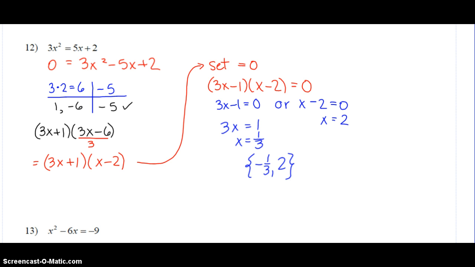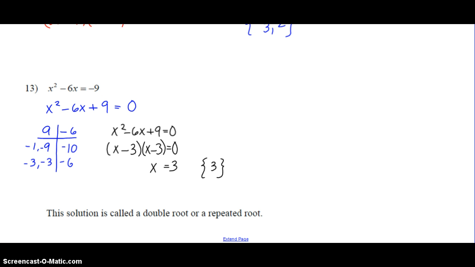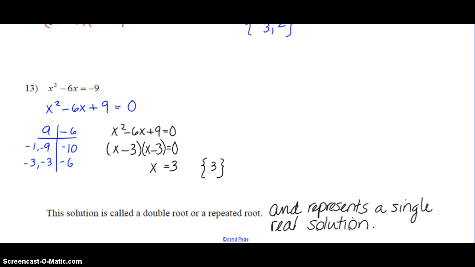Next is example 13. This one you should be able to do without any problem. On example 13, we had a perfect square trinomial where x minus 3 squared is equal to 0. Remember what this looks like? This is the parabola that only touches the x-axis one time at x equals 3 and represents a single real solution.